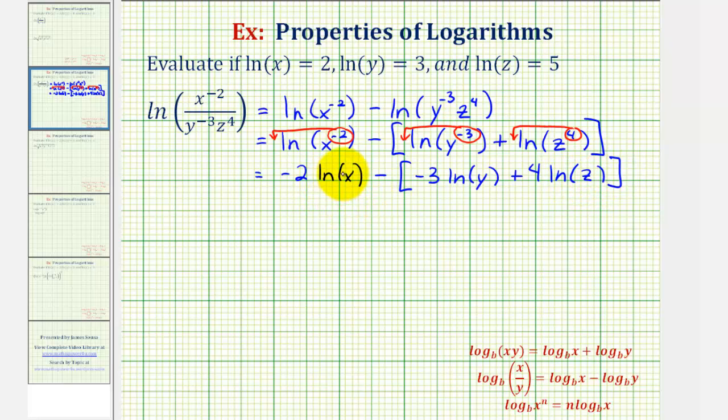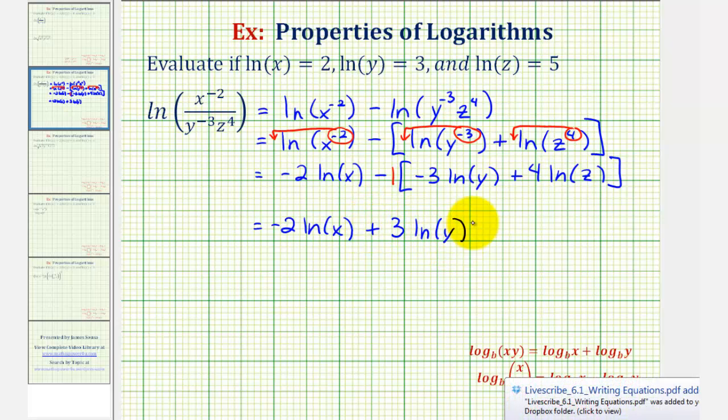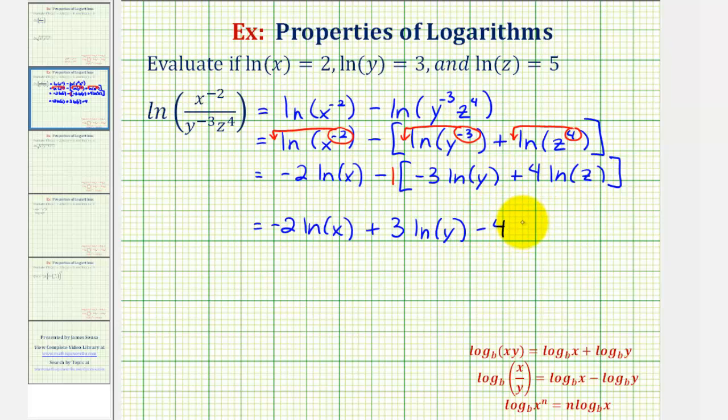Now before we perform the substitution, let's go ahead and clear these brackets. So because we have subtraction here, we can think of distributing a negative 1, which would give us negative 2 natural log x, and then negative 1 times negative 3 is positive 3, so plus 3 natural log y, and then negative 1 times positive 4 would be negative 4, so we have minus 4 natural log z.